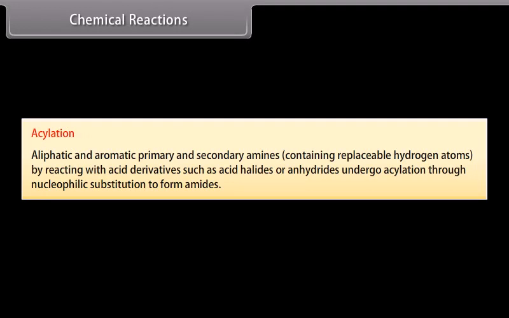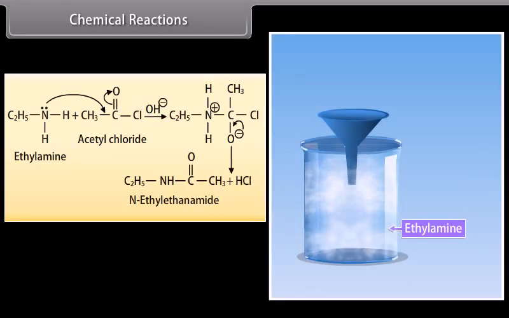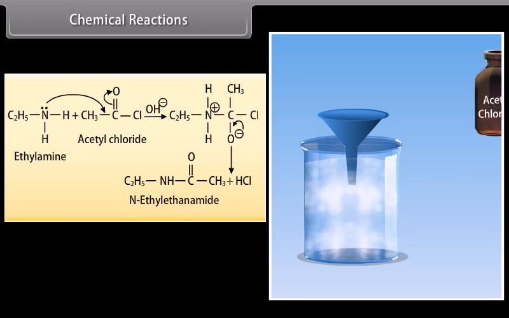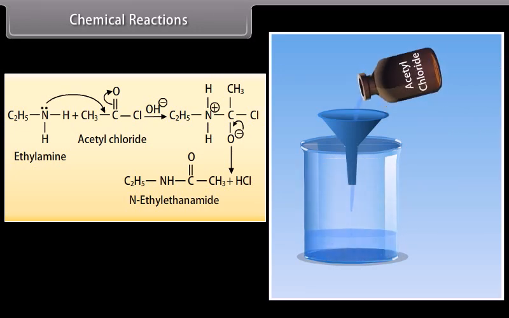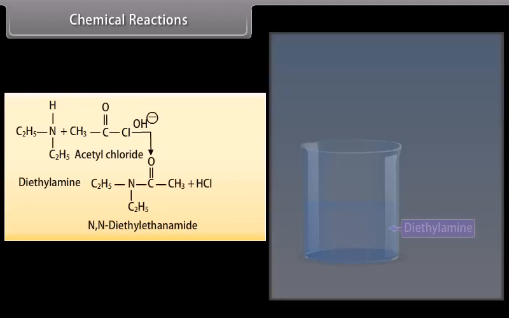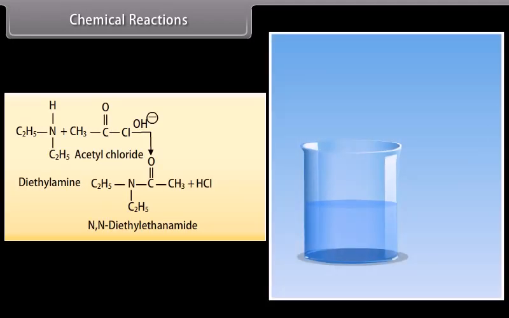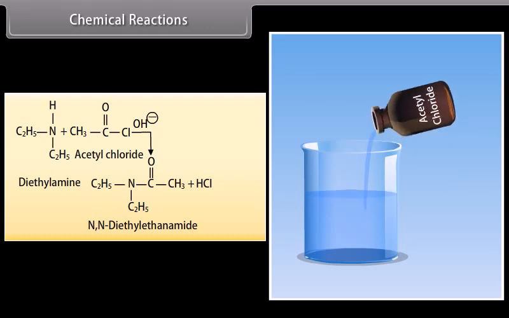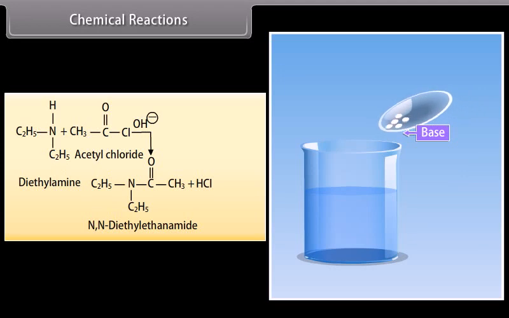Acylation. Aliphatic and aromatic primary and secondary amines containing replaceable hydrogen atoms, on reacting with acid derivatives such as acid halides or anhydrides, undergo acylation through nucleophilic substitution to form amides. Acetyl chloride reacts with ethylamine in the presence of base and forms an intermediate which forms N-ethylethanamide and hydrochloric acid. Acetyl chloride reacts with diethylamine in the presence of base and forms N,N-diethylethanamide and hydrochloric acid.